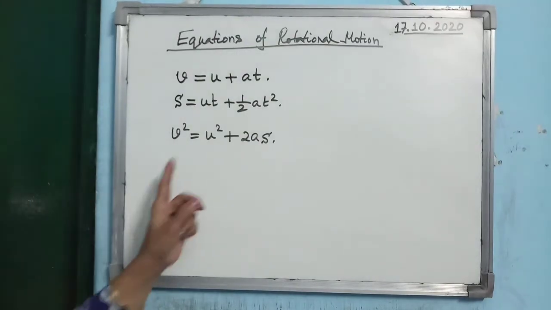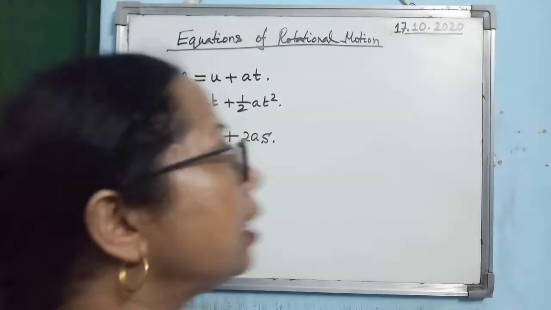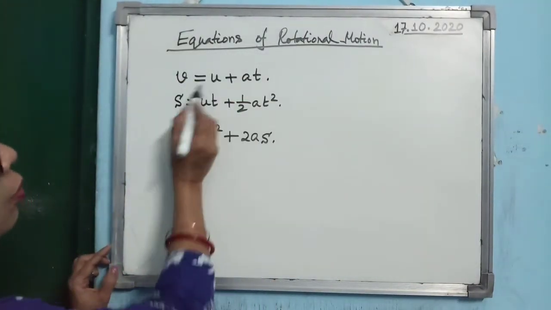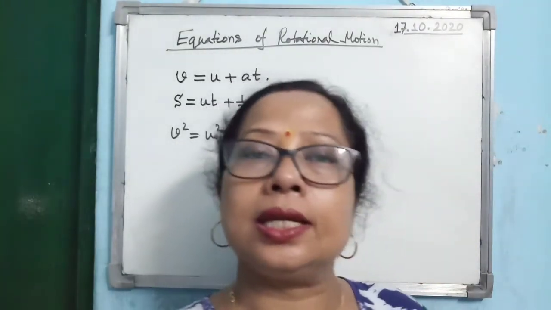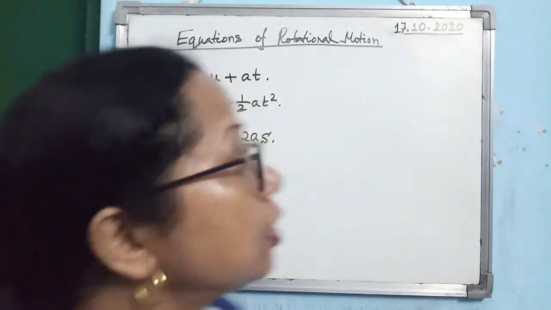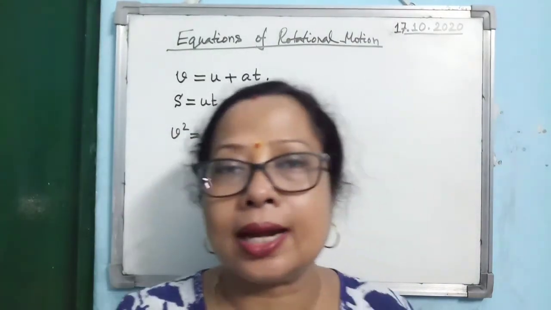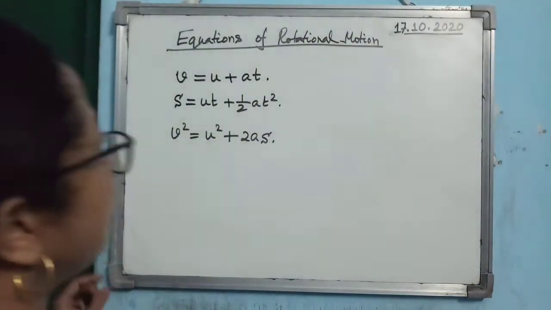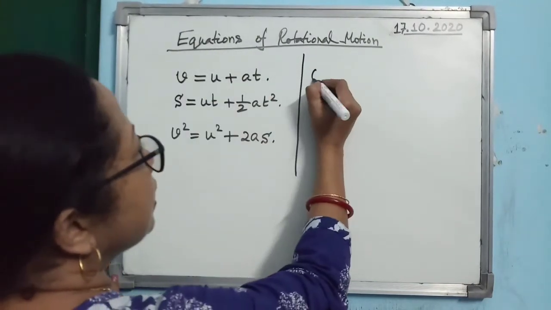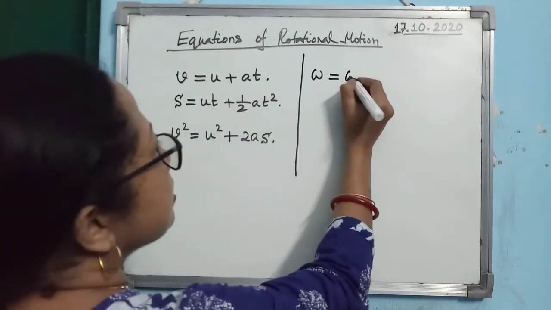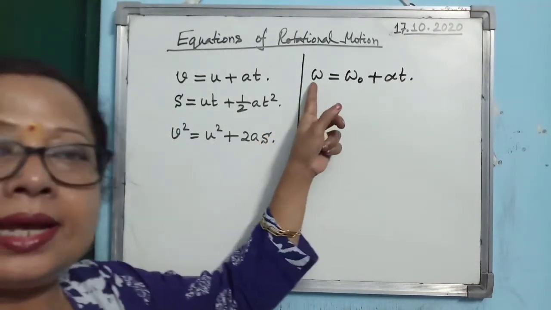Now, what will be the corresponding equations in rotational motion? You know that in translational motion, linear velocity should be replaced by angular velocity, and linear acceleration should be replaced by angular acceleration. If you replace them, V will be replaced by omega. So omega is equal to omega naught plus alpha into t, where omega is the final angular velocity.